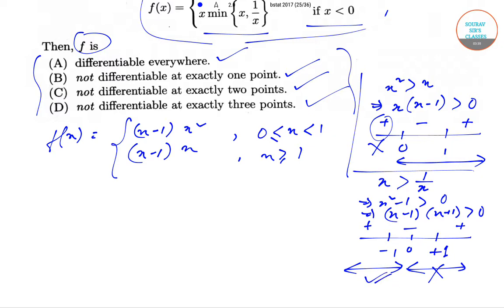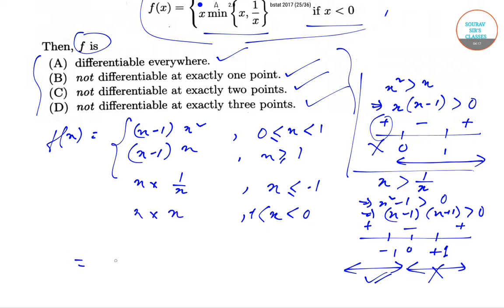Now x is greater than 1 by x is possible when x is less than minus 1. So 1 by x is the minimum value when x is less than minus 1. So if x is less than or equal to minus 1, the minimum value is 1 by x, so this will be x into 1 by x. And if x lies between minus 1 and 0, then x is the minimum value, and in that case this will be given by x into x.